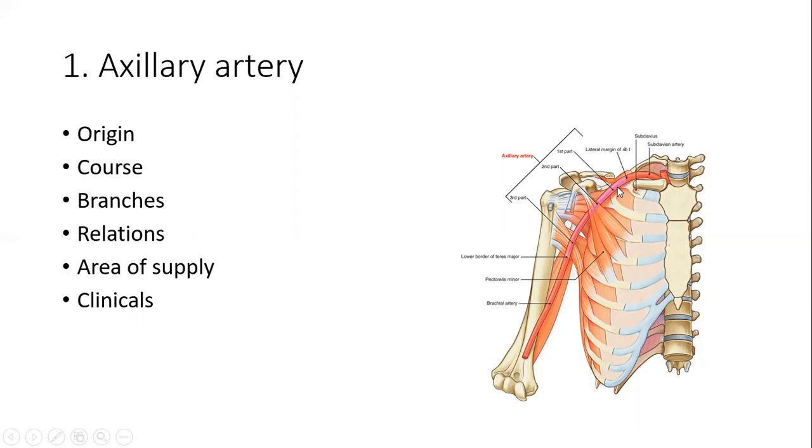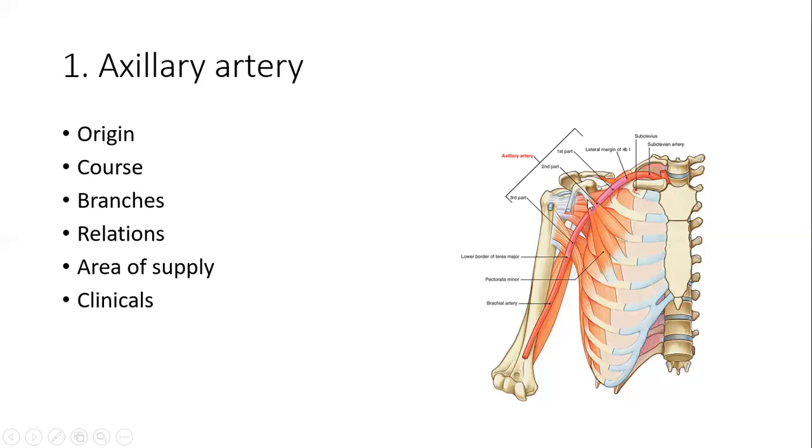So the axillary artery is the continuation of the subclavian artery. Subclavian becomes axillary artery as soon as it passes under the clavicle at the outer border of the first rib. It runs downward up till the lower border of teres major muscle, where it ends and changes its name to become brachial artery.